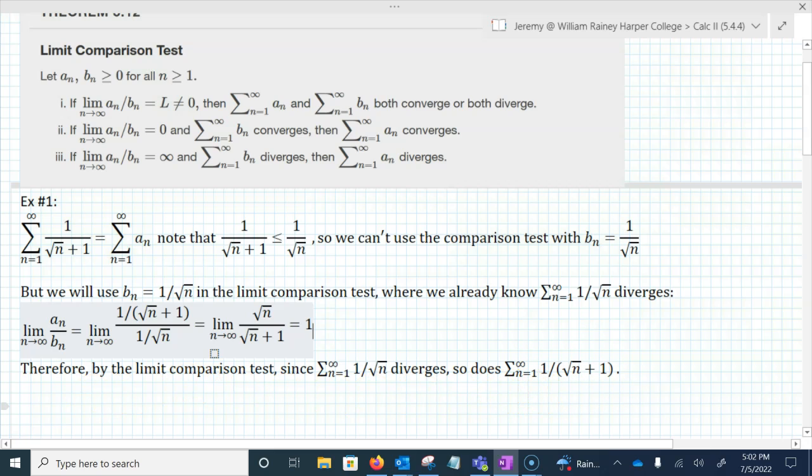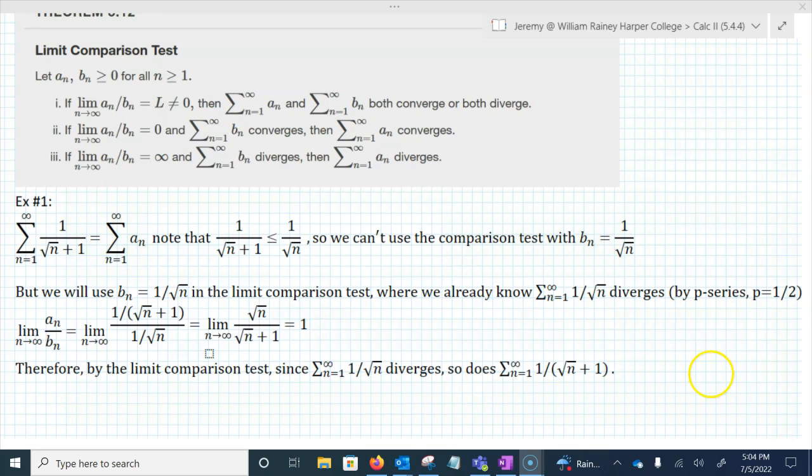All right, let's look at a second example. And before we move on, just wanted to state that last detail, that we do know that the series of 1 over root n diverges by the p-series, where p is 1/2. So now let's go ahead and look at example number 2.